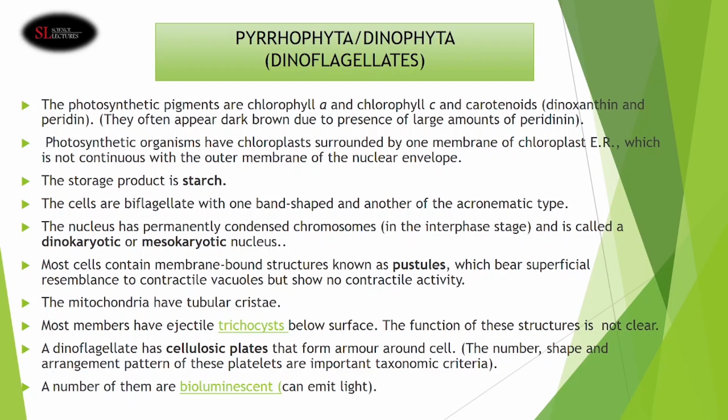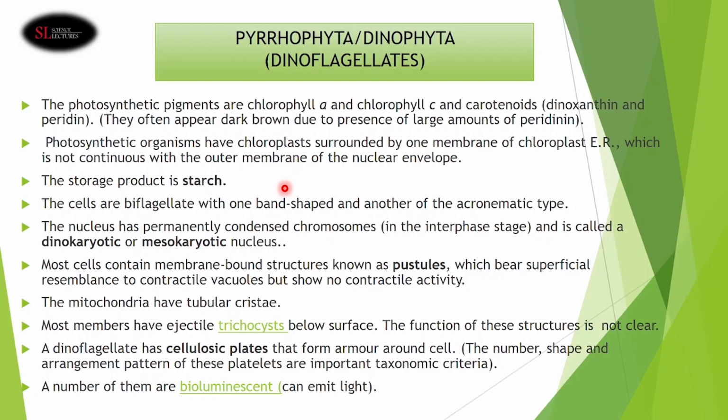They are photosynthetic organisms having chloroplasts surrounded by one membrane. You know that chloroplasts are double membrane organelles. Then the outer membrane or the outer cell membrane is a continuation of the nuclear envelope. You can see how unique they are.